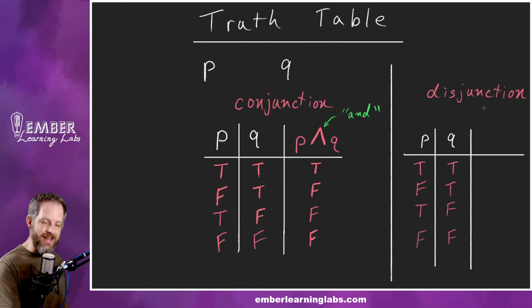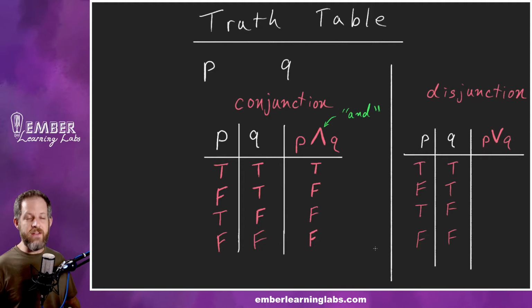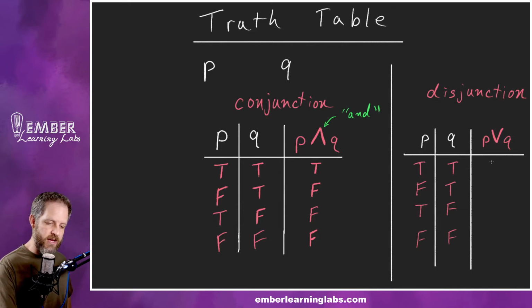Now, for a disjunction or an "or" statement, the symbol looks like this, first of all. P or Q. So the "or" is just an upside-down A, flipped upside down, and the big old V-looking shape, right? P or Q. So it's true if either one of them is true, right? And so the truth table would look like this.